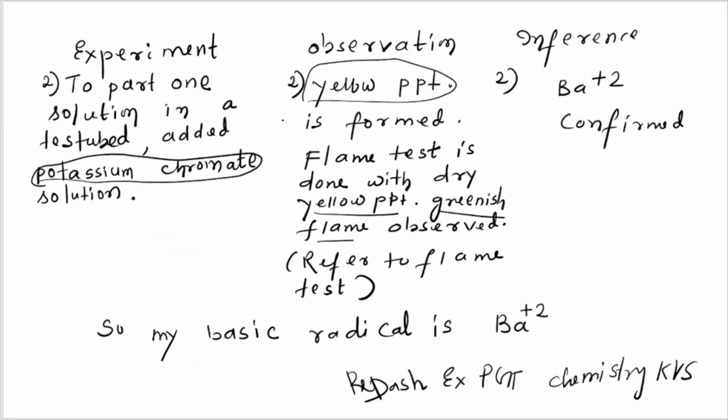Now I hope, on my channel, that it is clear to you how to do the unknown basic radical analysis step by step, where you get the positive result, there only you stop in the confirm test.